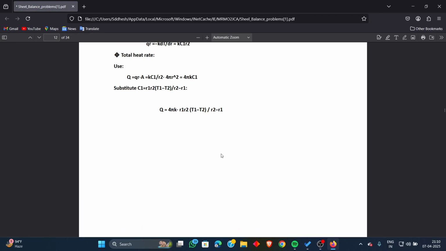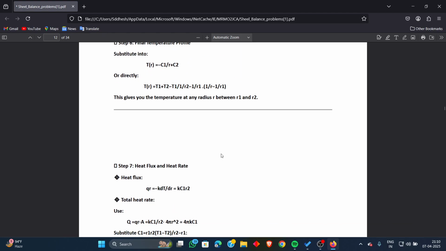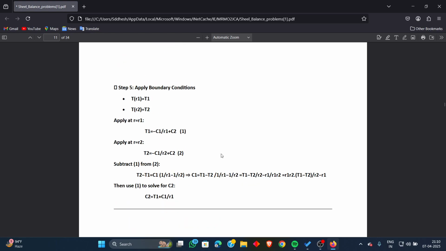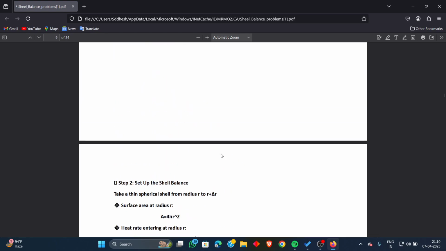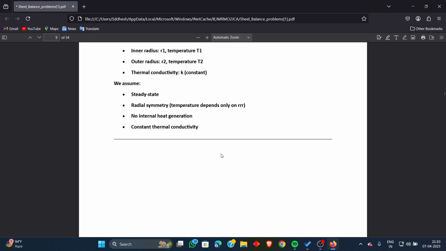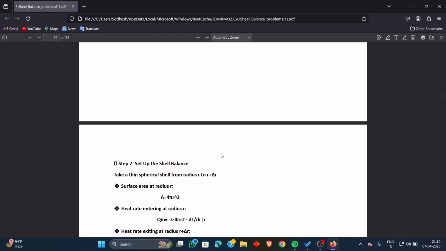This was the third question of the same seven steps. We'll go through the steps again for understanding the question nicely. Step 1, understand the physical setup. Understanding the physical setup is mainly giving all the information and mainly summarizing the whole question.